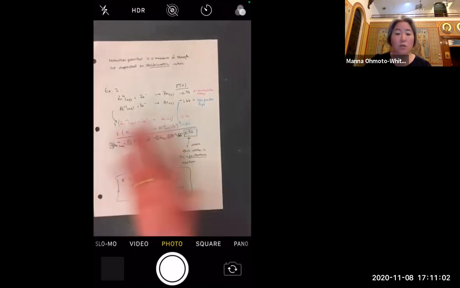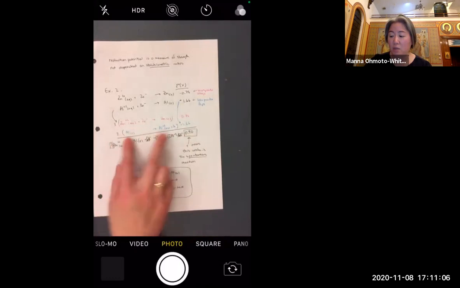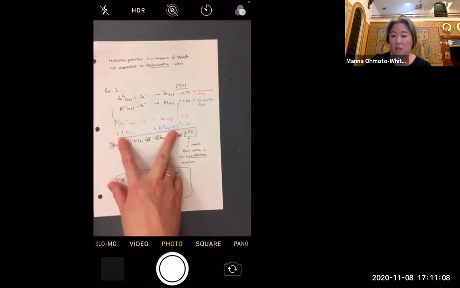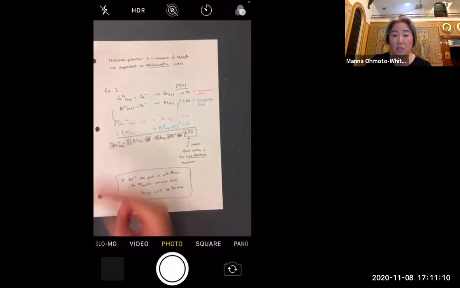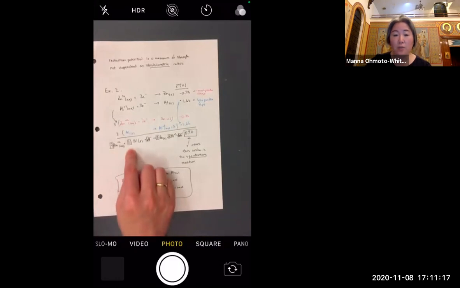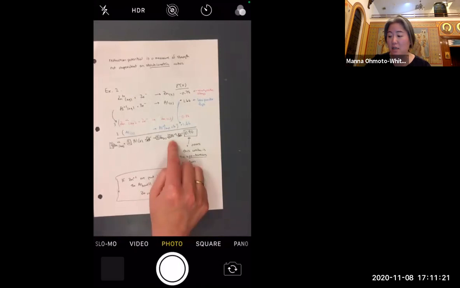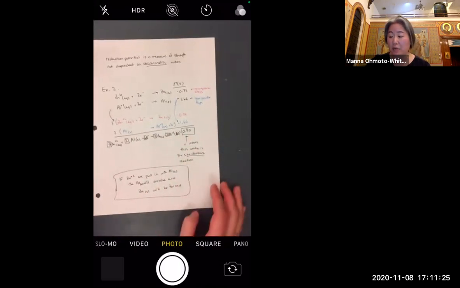And then I do the whole balancing again. I have to multiply this by 3 and this by 2 because this is losing 3 electrons and this is only gaining 2 electrons each time. So my overall reaction is 3 zinc ions plus 2 aluminum atoms yield 3 zinc atoms and 2 aluminum ions, and the overall potential is 0.90.